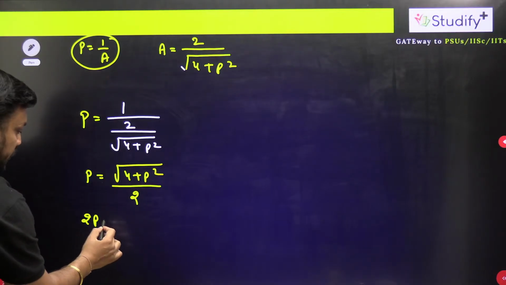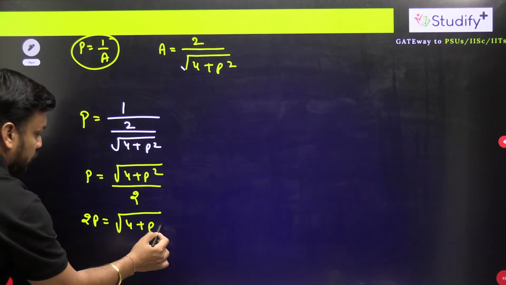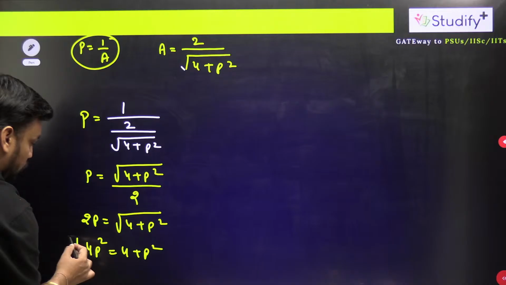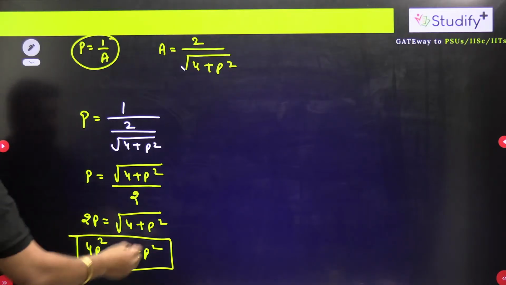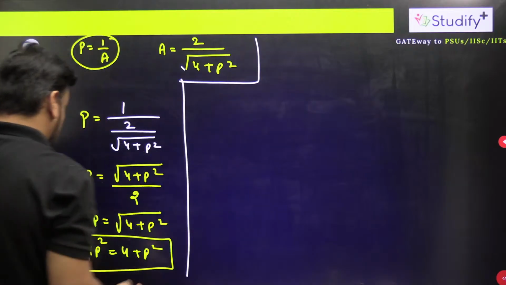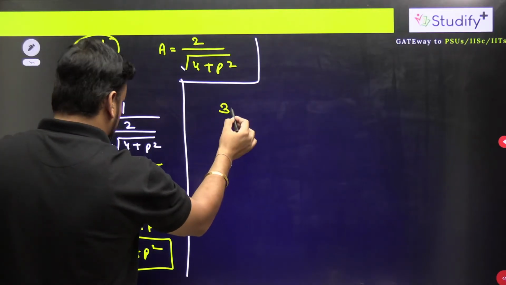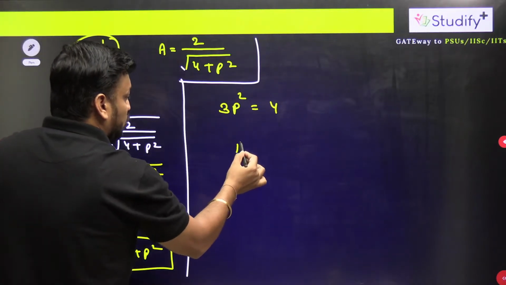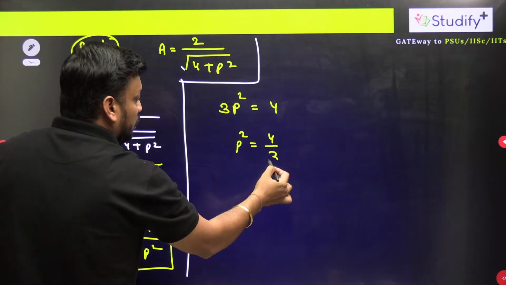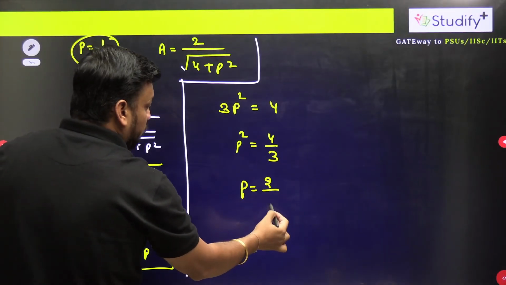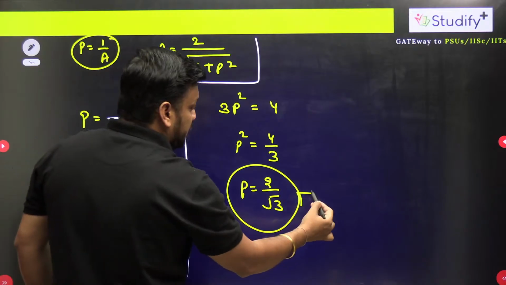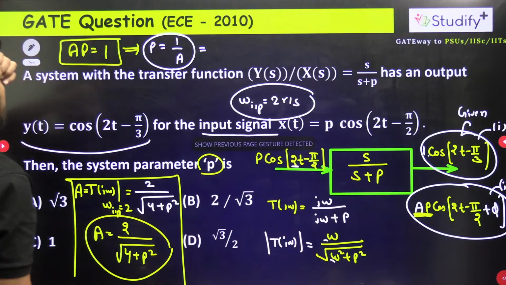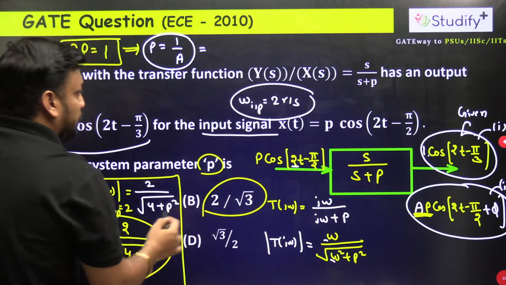You will get 2p equal to under root of 4 plus p square. So you will get 4p square equal to 4 plus p square. I just squared both sides. After simplification, bringing p square to this side, you get 3p square. 4p square minus p square, 3p square equal to 4. Don't you think you will get p square equal to 4 upon 3? Don't you think the p value is nothing but twice upon root 3? Twice upon root 3 is the only correct answer. So twice upon root 3, option number B for Bombay.